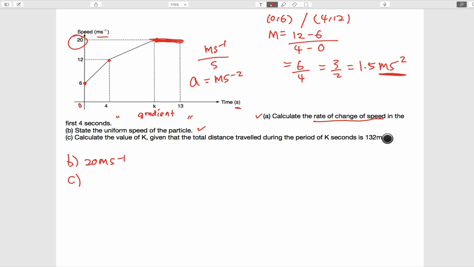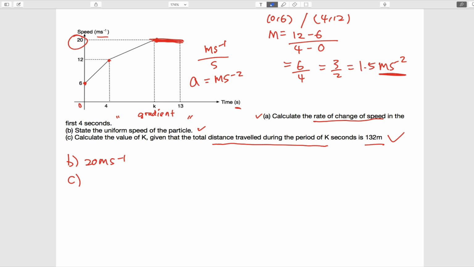C is where I think you will get most marks, 3 to 4 marks. Calculate the value of k given that the total distance traveled in the period of k seconds is 132. This is quite important. The question doesn't want you to find the area of the whole diagram. The question only wants you to find the distance from 0 to k.